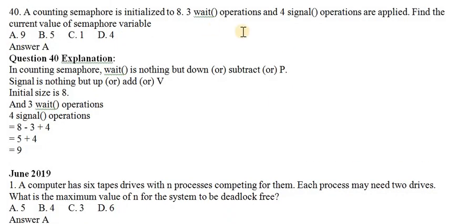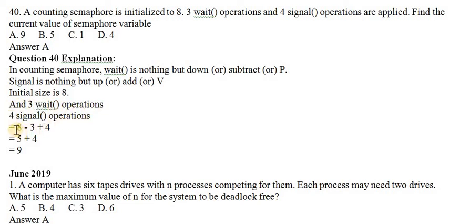Okay, and next one is with respect to semaphore and wait and signal process. Counting semaphore is initialized to 8, 3 wait operations and 4 signal operations are applied. Find the current value of semaphore. Okay, it's very interesting. And what is wait and signal given? Signal is nothing but V, P is wait. Initially it is 8, and 3 wait operations, 4 signal operations.